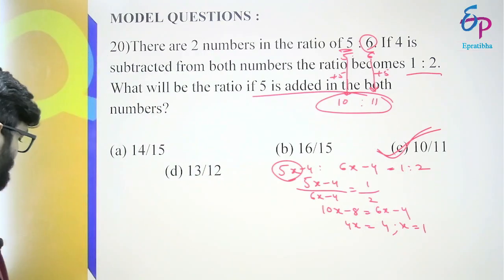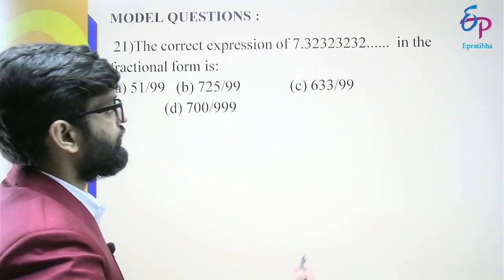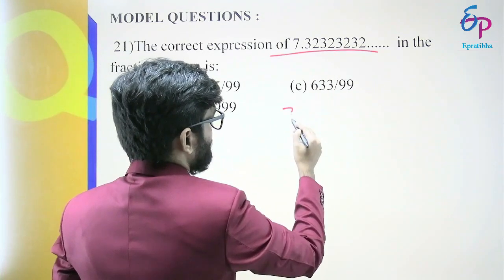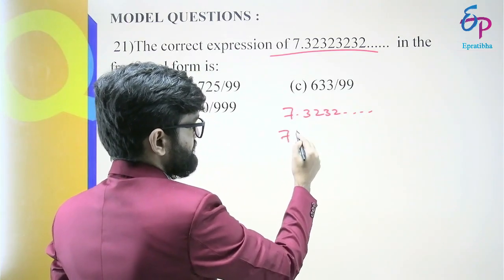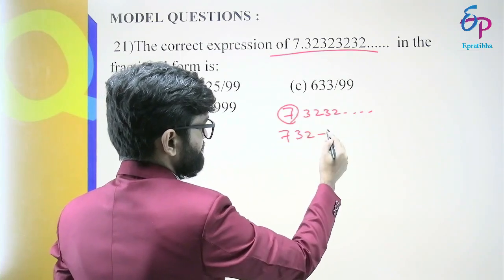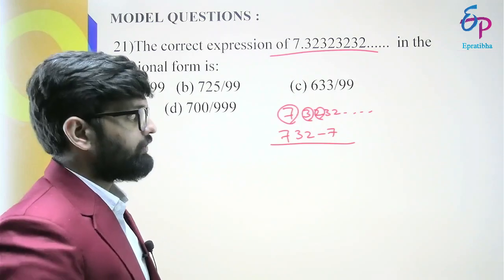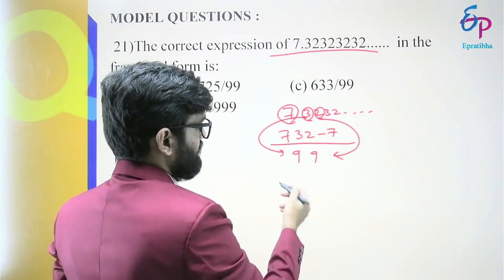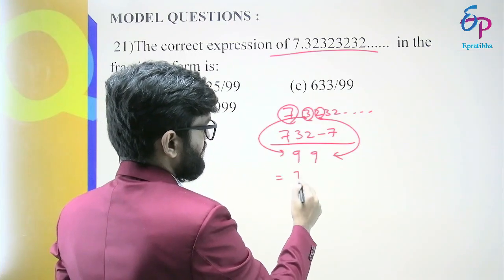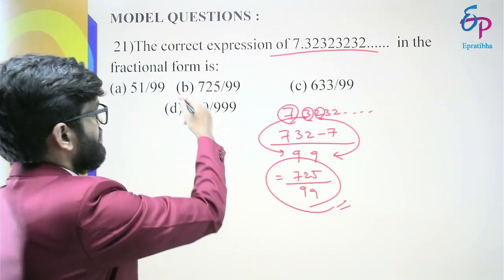So moving on, question number 21. What is the correct expression of 7.323232 in the fractional form? I have told you one shortcut, right? 7.323232, and so on. You can write it as 732 minus 7 by, how many numbers are being repeated? 32 is being repeated, right? For one number you write 9 and for another number you write another 9. So 732 minus 7 is 725 by 99, the correct answer for this question.